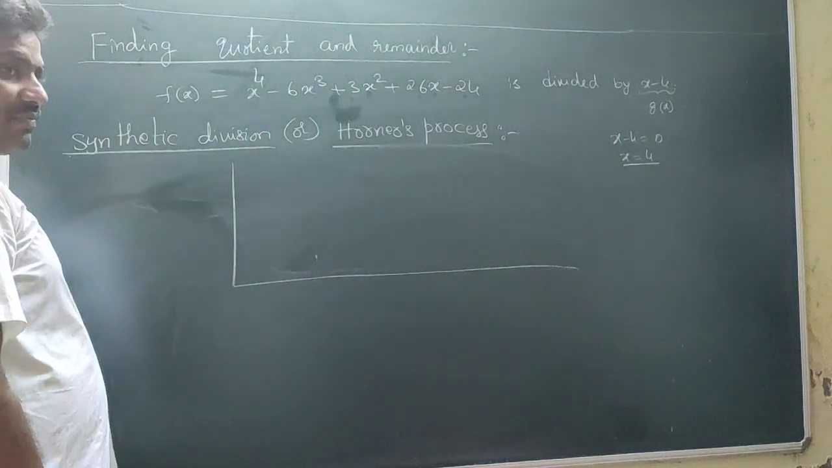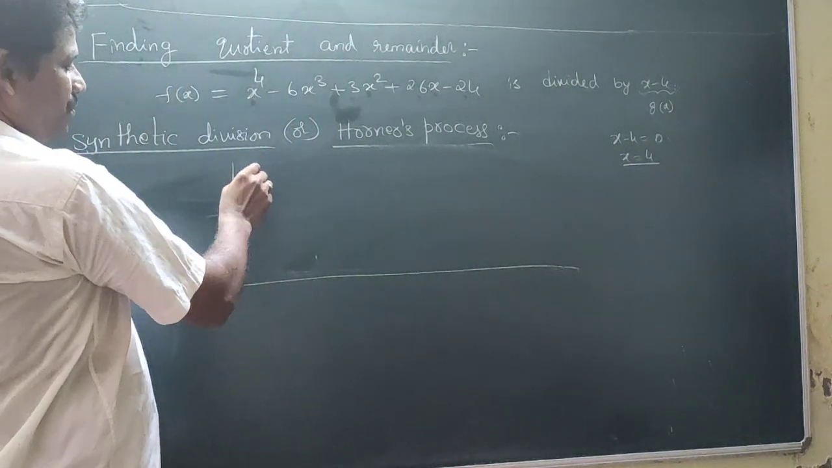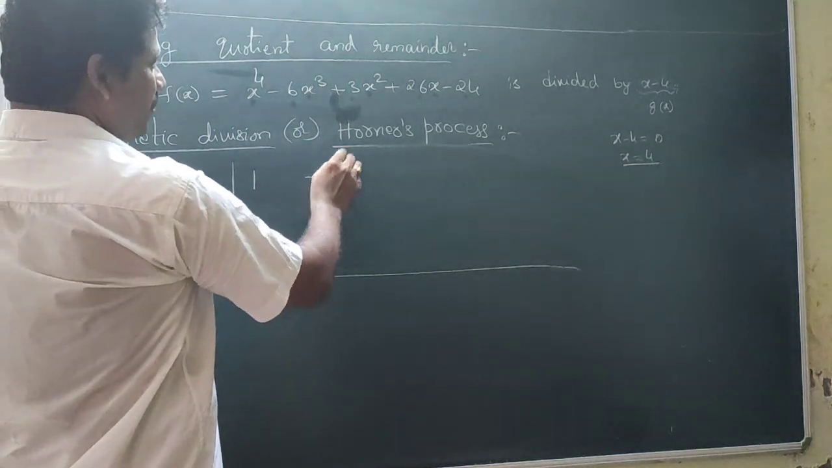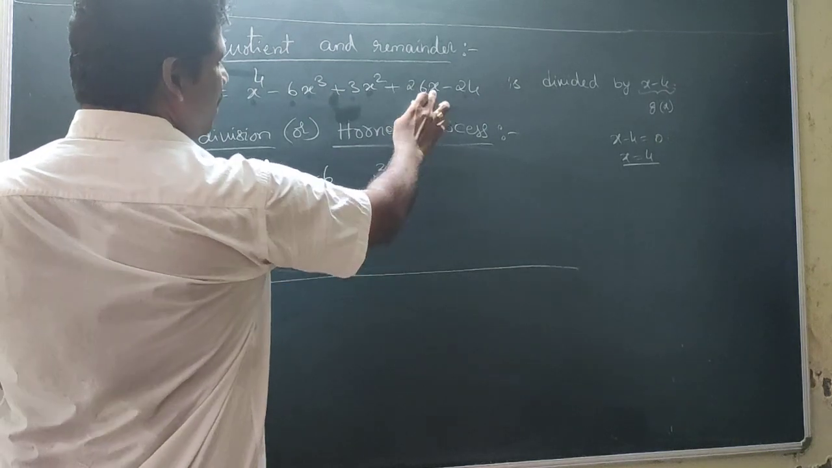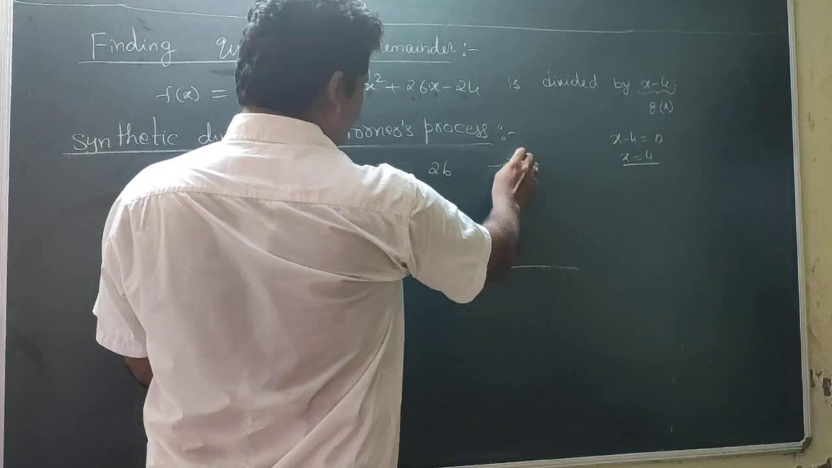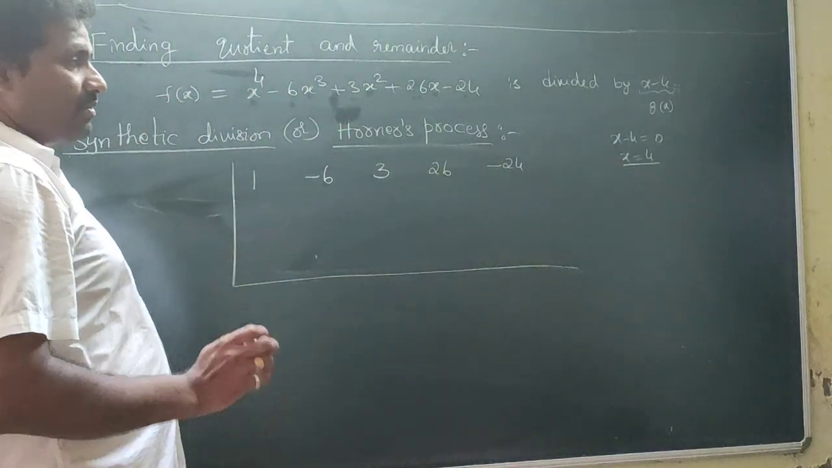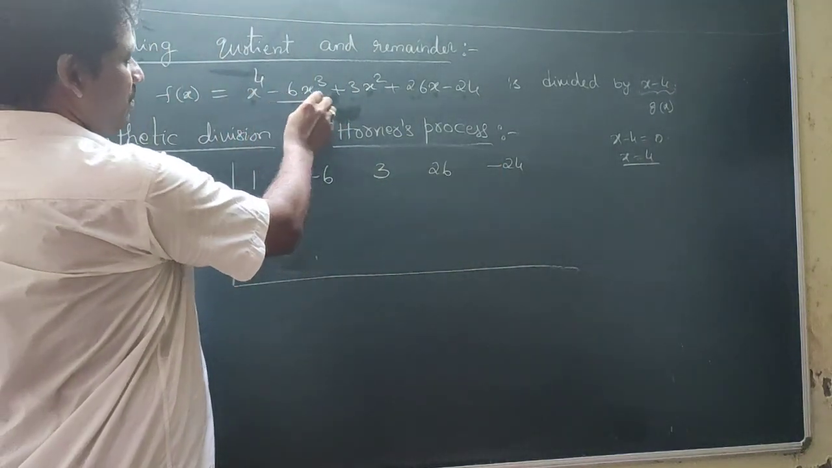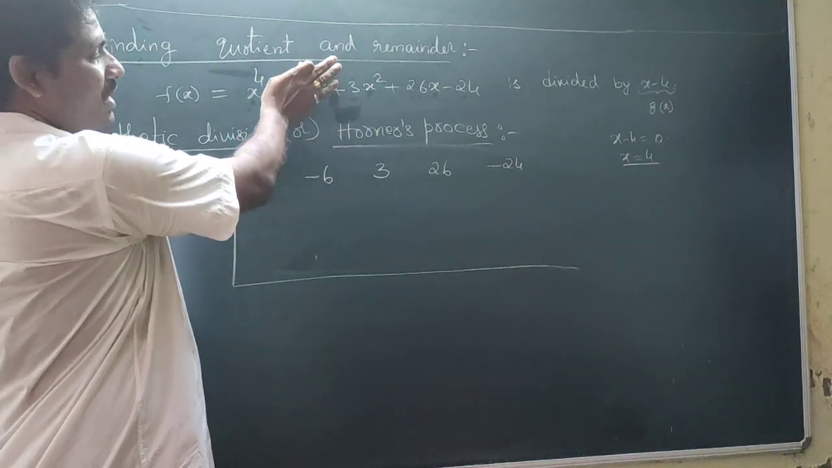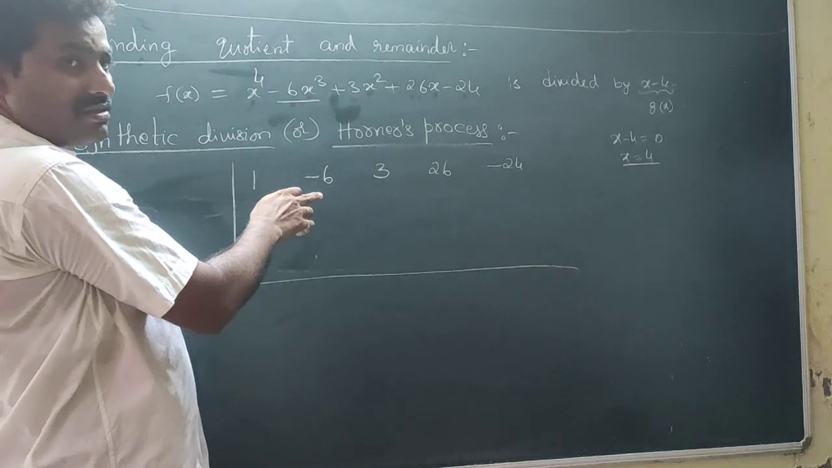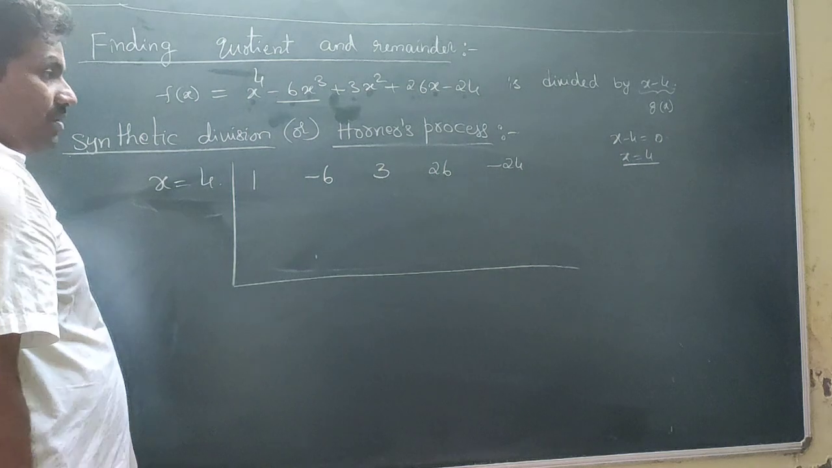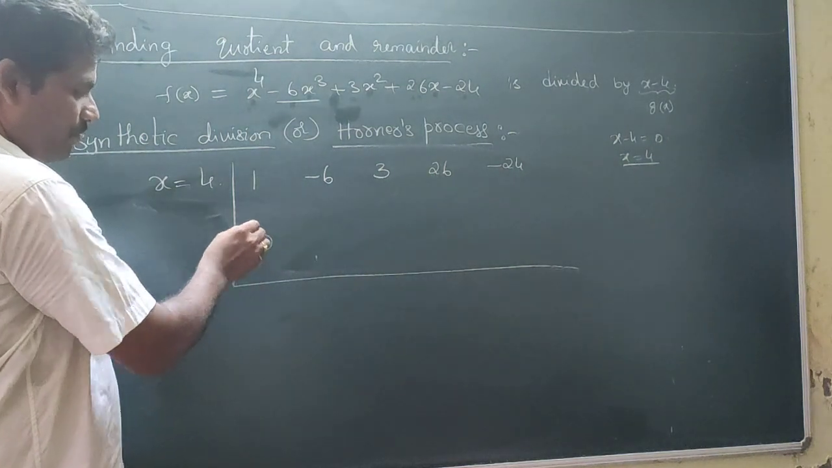What are the coefficients of f of x? What is the x power 4 coefficient? 1. What is the x cube coefficient? Minus 6. What is the x square coefficient? 3. What is the x coefficient? 26. What is the constant? Minus 24. Again I am telling you, if there is no x cube term, like x power 4 plus 3x, then you make the coefficient 0. And what is the factor? x equal to 4. Always start with 0.